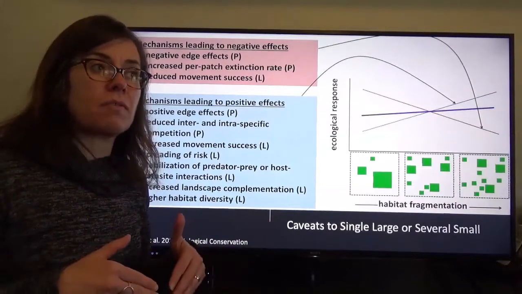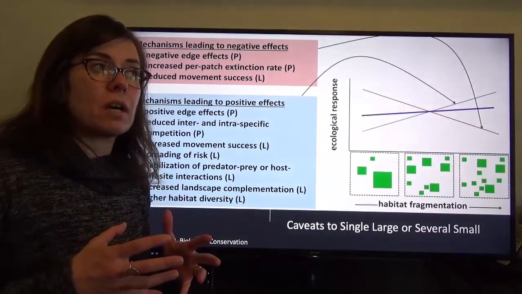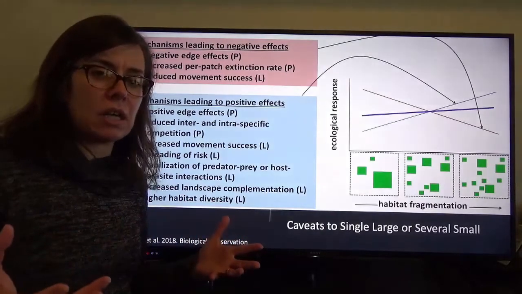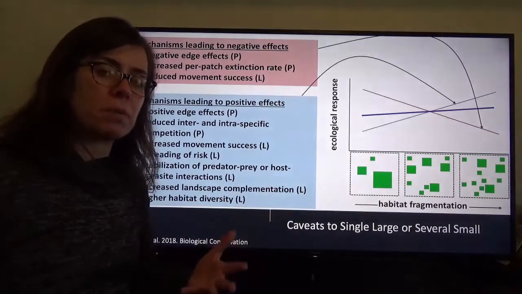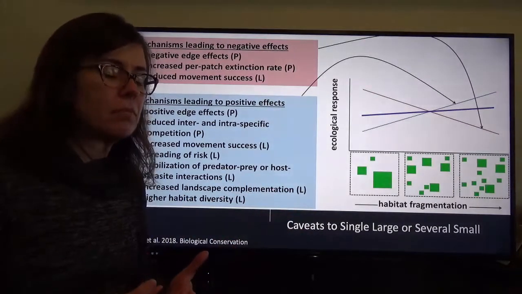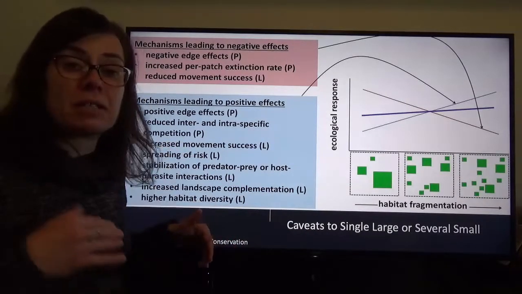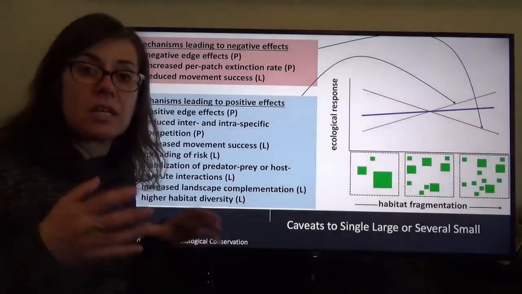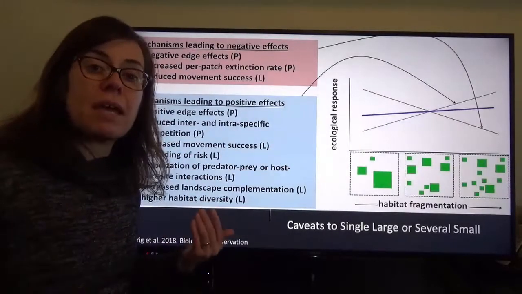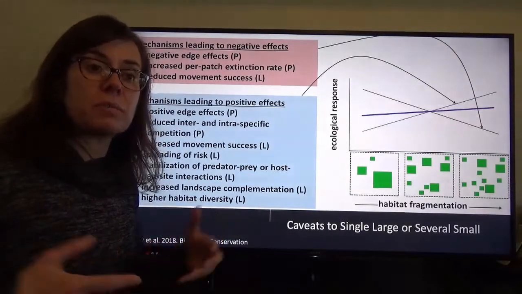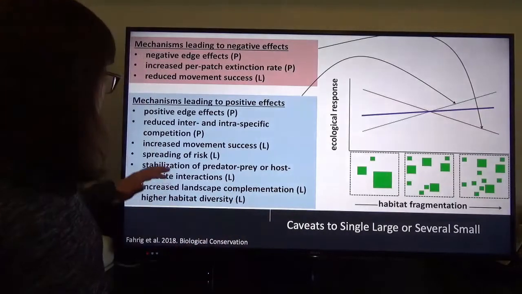So it's a kind of risk spreading exercise to have multiple small protected areas, okay? If you have them all together, any of those things will have a negative impact and could wipe out entire populations. If you have them spread apart, you may have some redundancy, and you'll have spread your risk across the landscape.